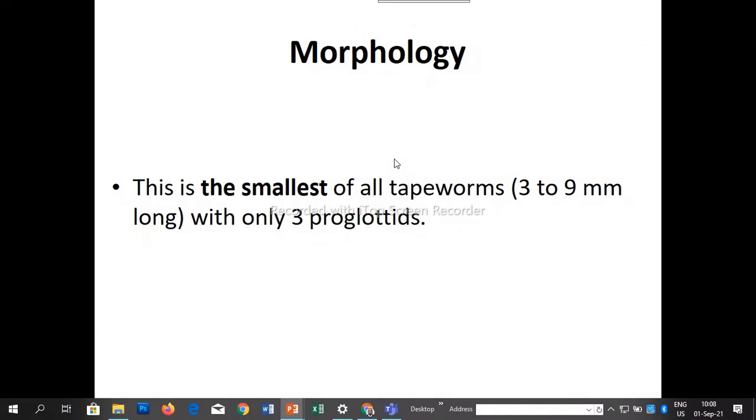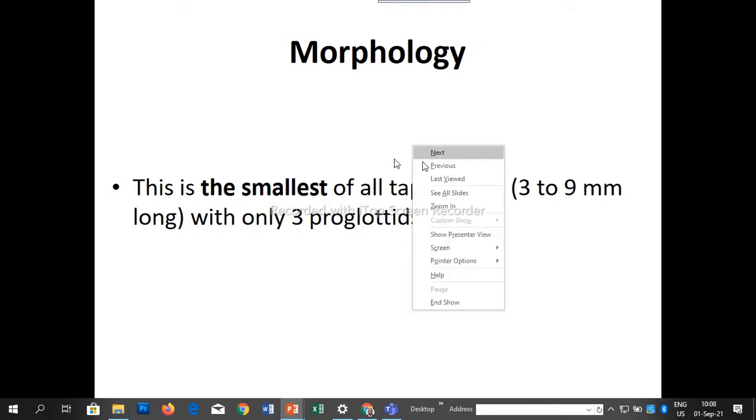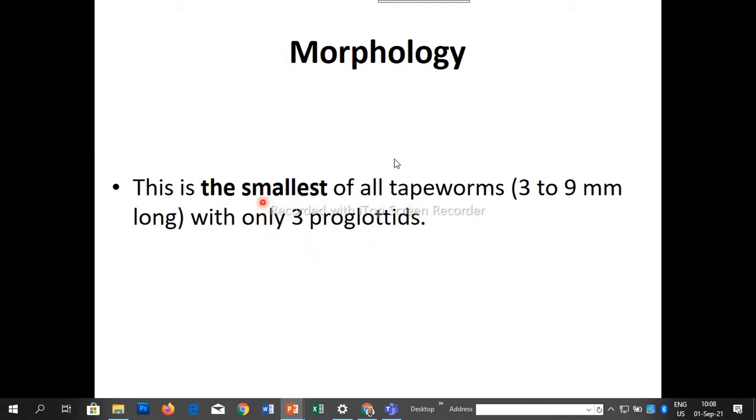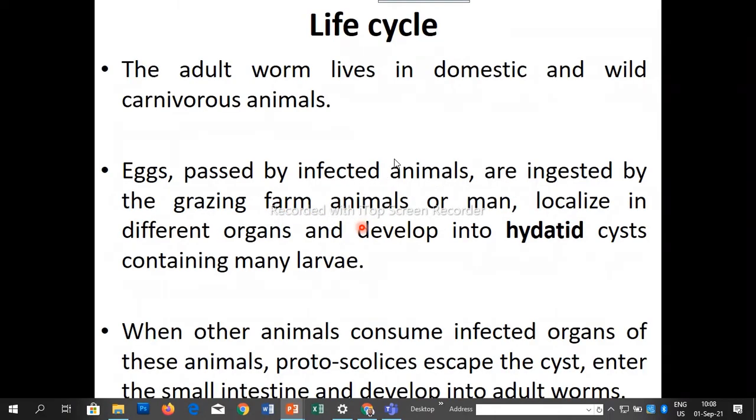So this is the smallest of the tapeworms, measuring 9 millimeters long. While Taenia saginata can have 2,000 proglottids, this Echinococcus granulosus can only have 3 proglottids. The life cycle is like this.